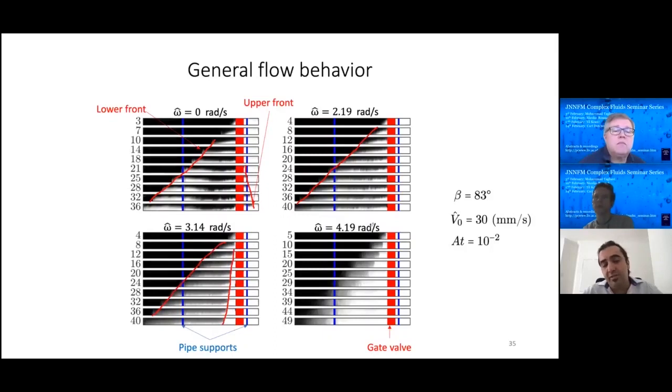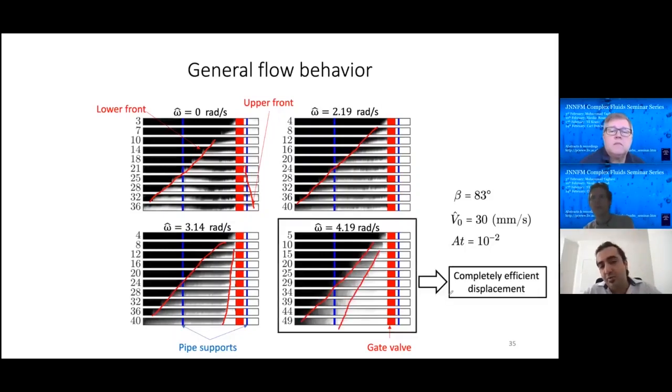If we increase the rotation even further, we observe that the fluids are very efficiently mixed transversely. In this case, the lower front moves downward, and the upper front also moves downward. This case basically represents a complete, efficient displacement flow. That was what we were looking for from the beginning.